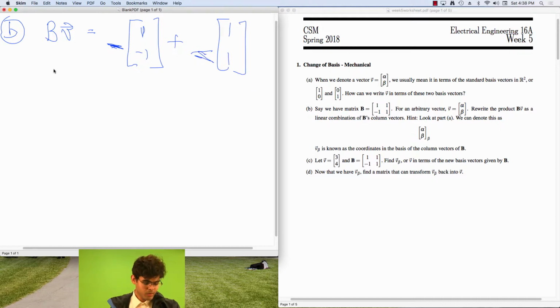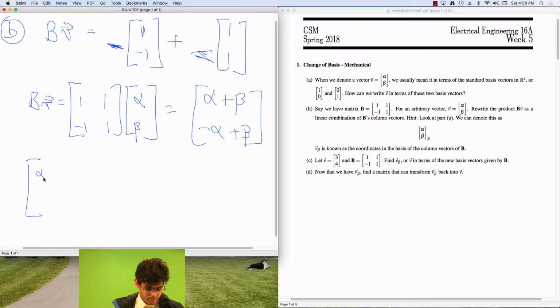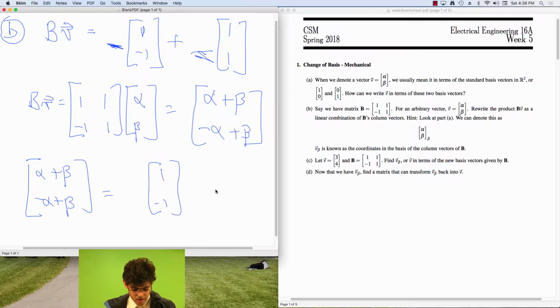But what is Bv? If we look at Bv, that is just equal to B, which is 1, 1, negative 1, 1, times v, which is alpha beta. So Bv has to be equal to alpha plus beta and negative alpha plus beta. And we want to be able to express alpha plus beta and negative alpha plus beta as some combination of 1, negative 1 and 1, 1.